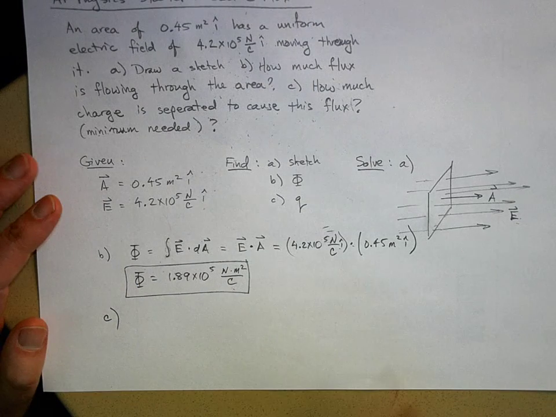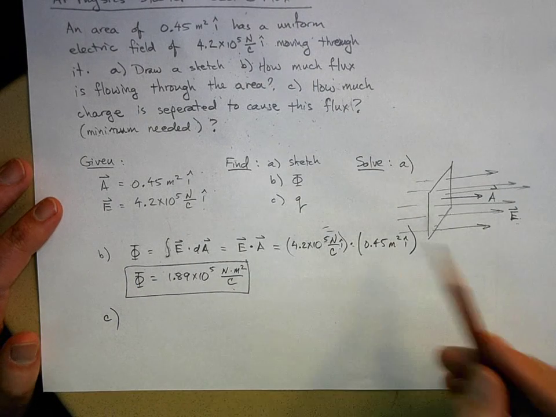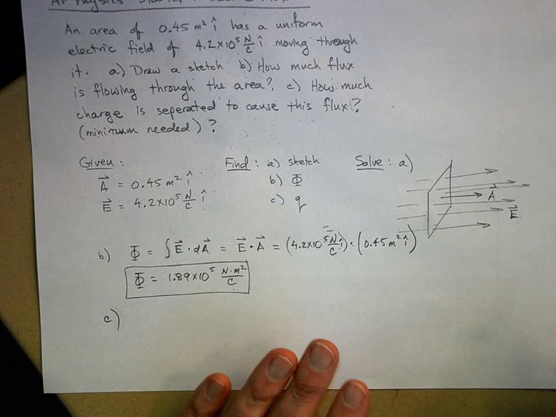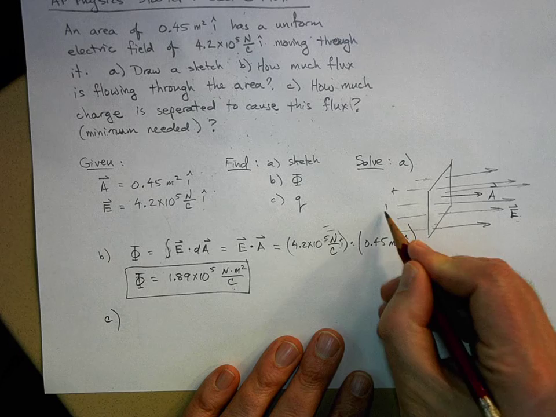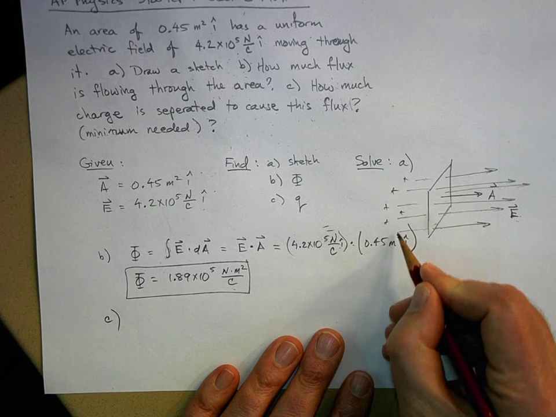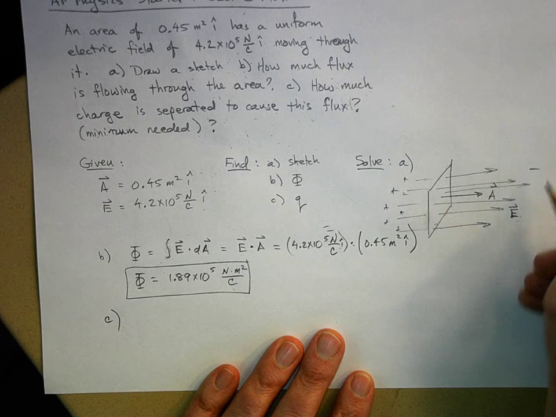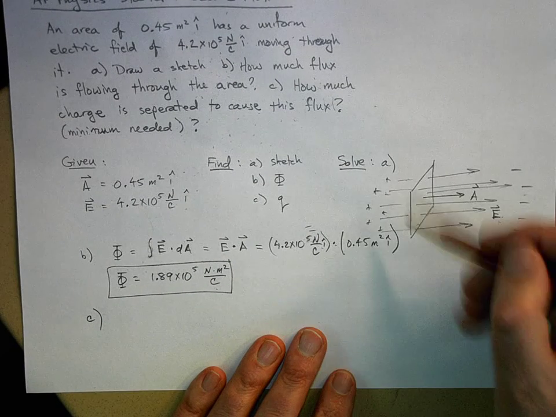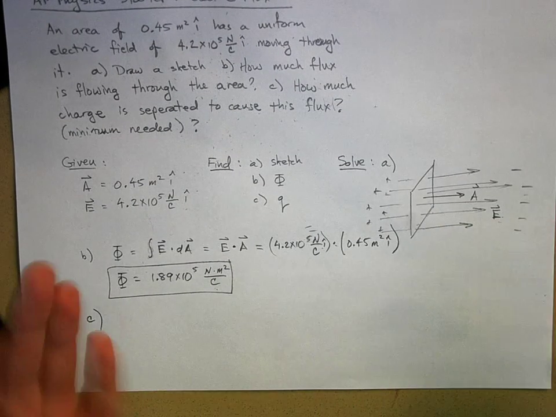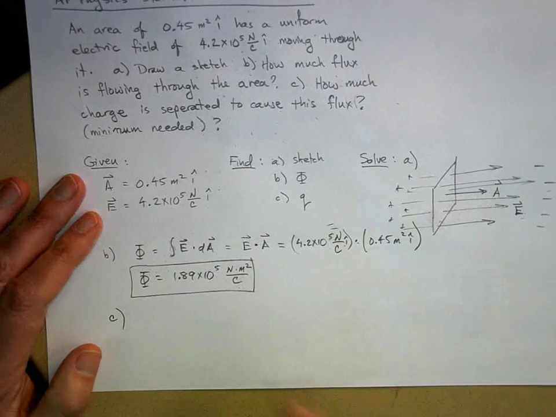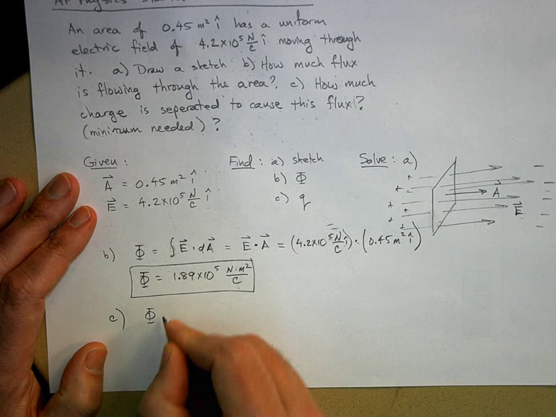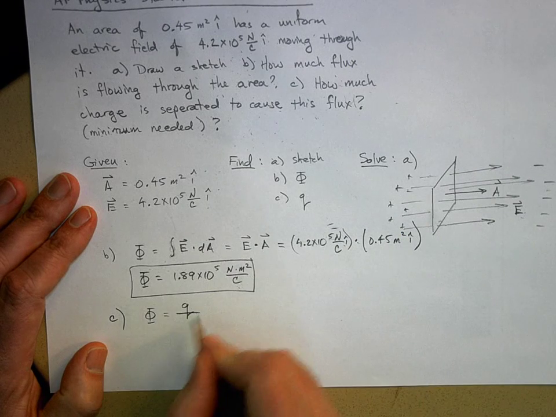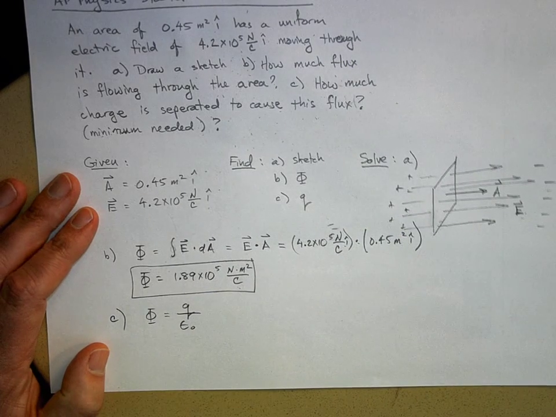Okay, so we have that much flux. Now, how did we create this flux? I mean, what creates electric flux? Well, you have to separate charge. So you have to put a certain quantity of positive charge over here somewhere, and you have to have negative charge out here somewhere. Now, we don't really care how these are distributed or where they are. We just want to know how much. And the amount of flux is equal to the amount of charge that's been separated over epsilon naught.